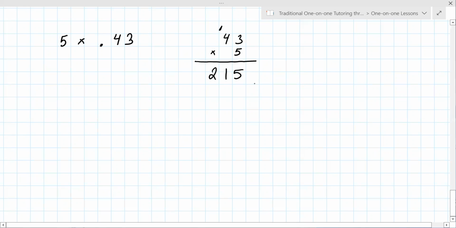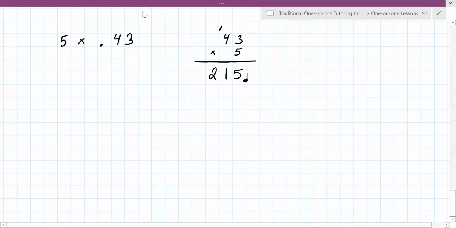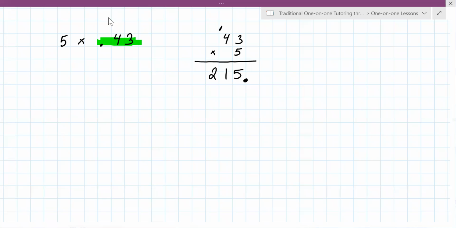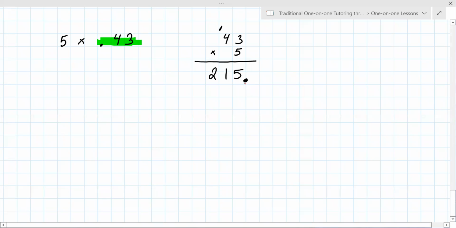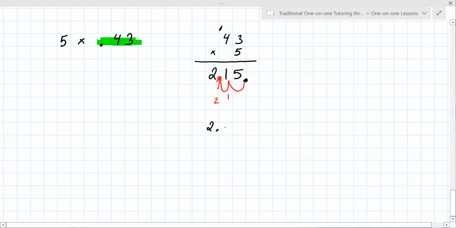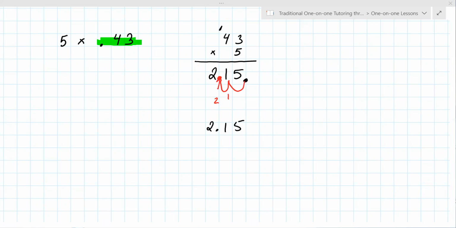Okay, so where is the decimal point on 215? Right of the 5. Okay. Now, how many decimals are there for this number, 0.43? 2. So how many times do we move the decimal? 2 times. And we're going to go left 2 times. There's 1 and there's 2. So it goes between the 2 and the 1. So your answer is 2.15. Okay.